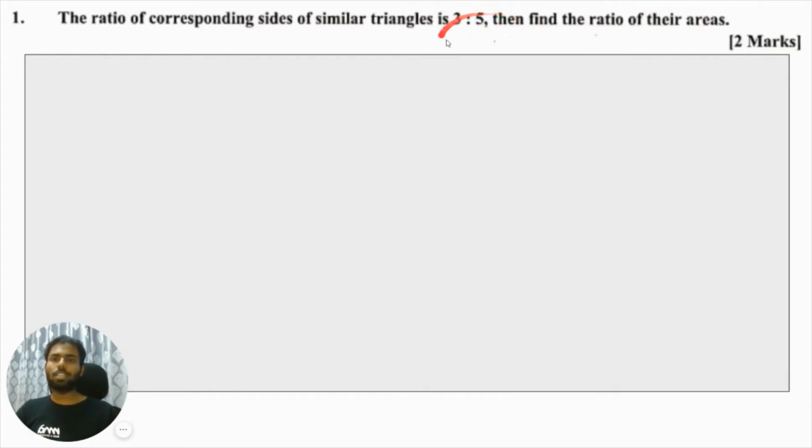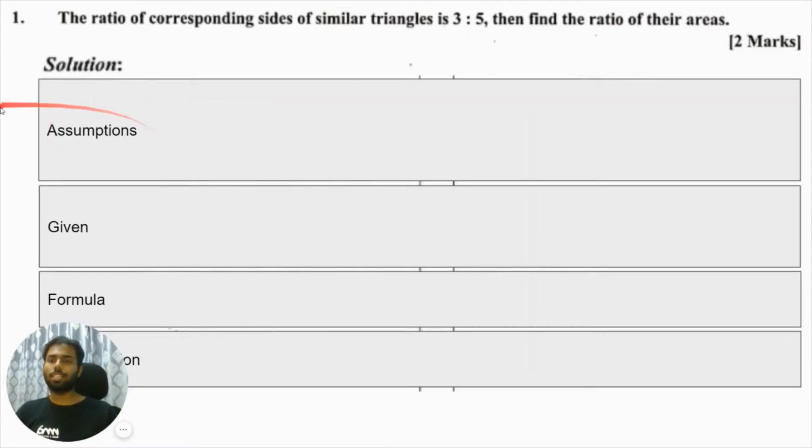So the ratio of corresponding sides is given, and we have to find the ratio of areas. Think how you will solve this question. Obviously you're going to use the theorem you have learned, the theorem of areas of similar triangles. So your first step should have been writing the assumptions, because here they only said there are two similar triangles, right? They haven't drawn the diagram of the two triangles or given names for the triangles. So you will have to first name the triangles, name the areas, name the sides, etc.